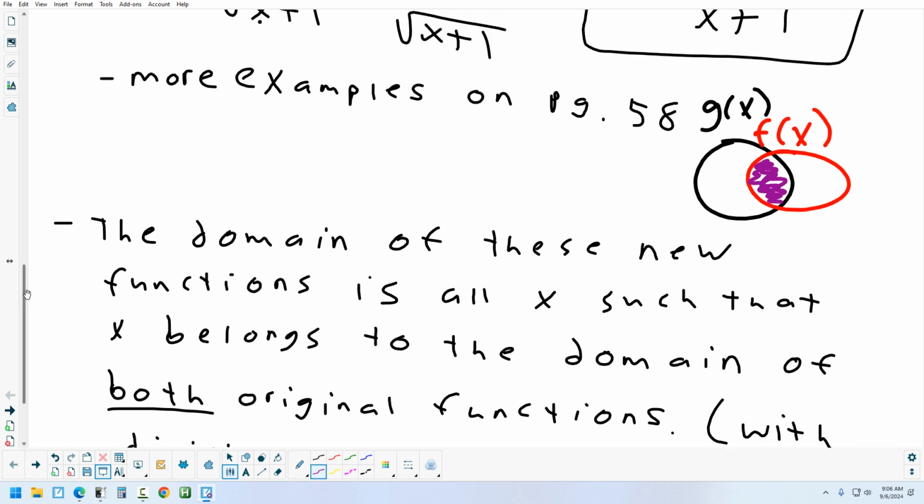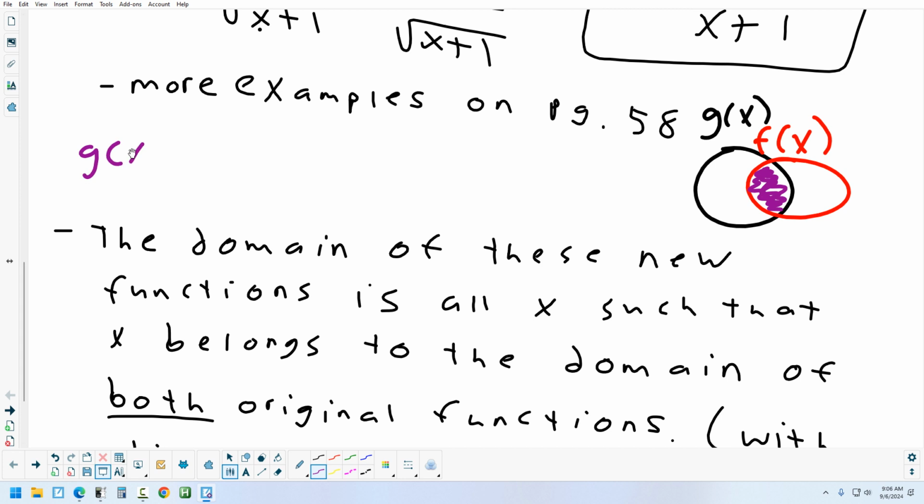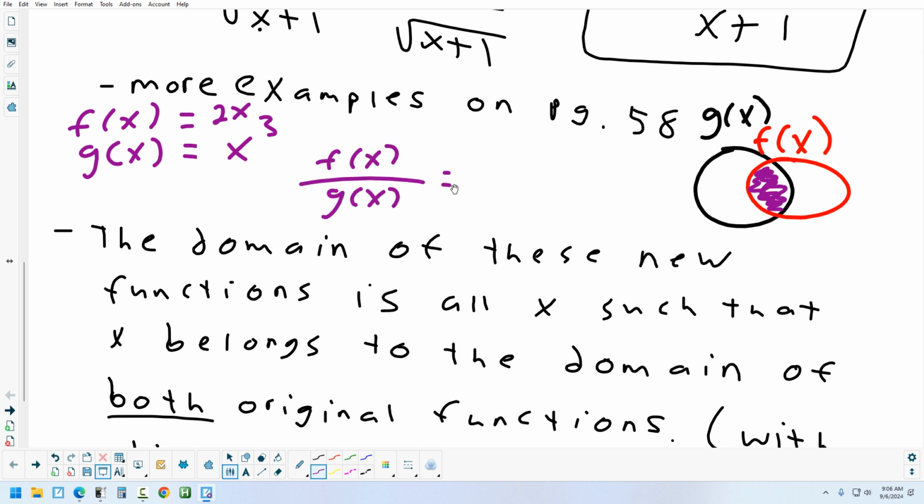So if you had something like, let's say g of x is x cubed, f of x is 2x. By themselves, the domain of each of those is all real numbers. There's no square roots, and there's no fractions in either one of those with variables in the bottom. But if you combine them like this and create a new function, you get 2x over x cubed, which reduces to 2 over x.